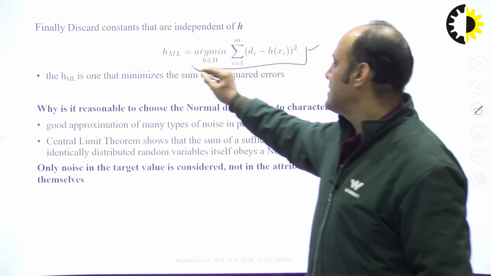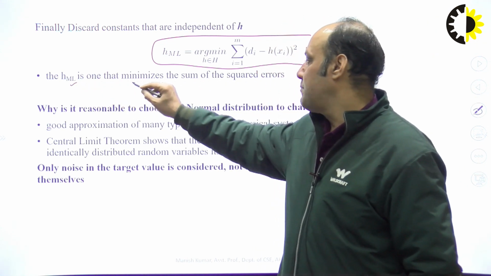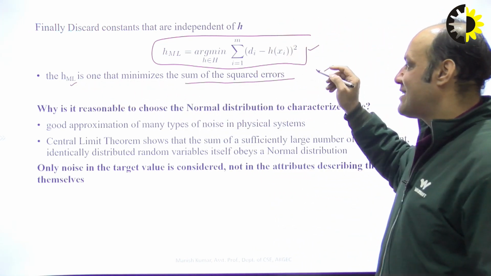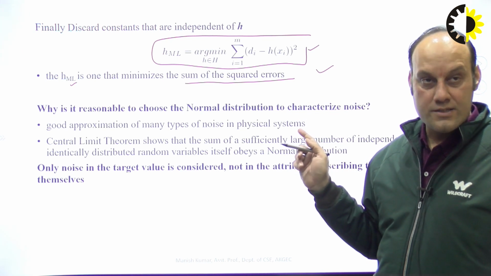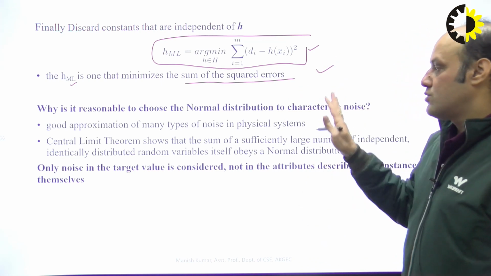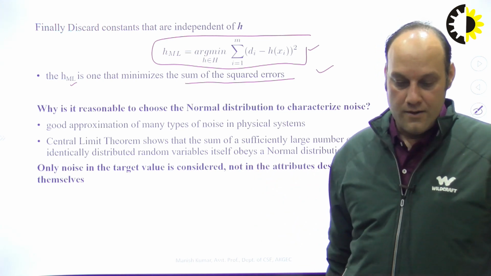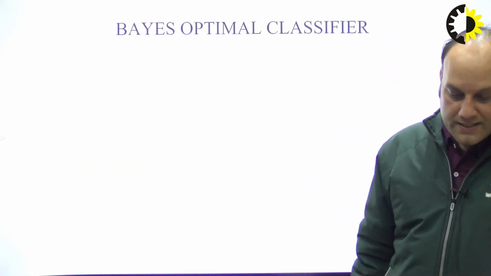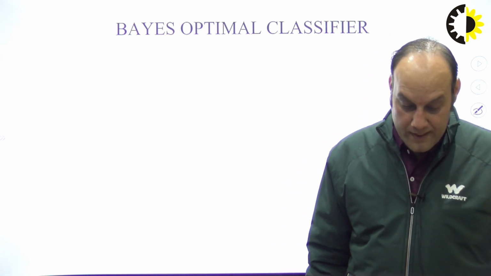Keeping this in mind, we are using maximum likelihood, which minimizes the sum of the squared error. This is the reason why we are using least mean squared. This equation is minimizing the error. This is just an illustration of the concept of Bayesian learning that I have shown you. Next we will study the Bayes optimal classifier.